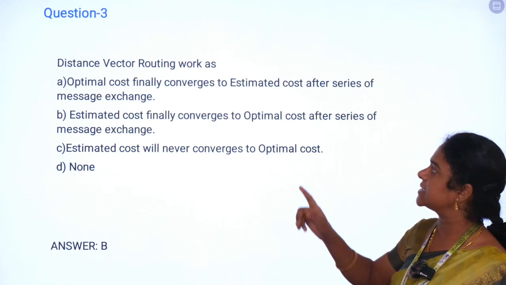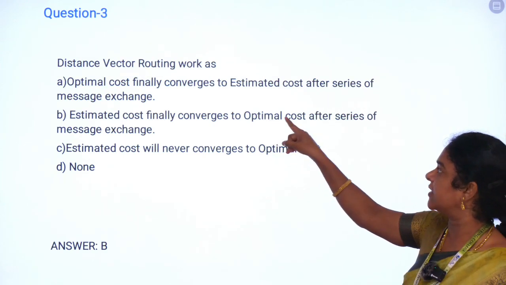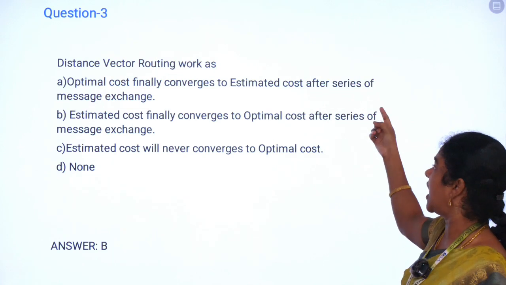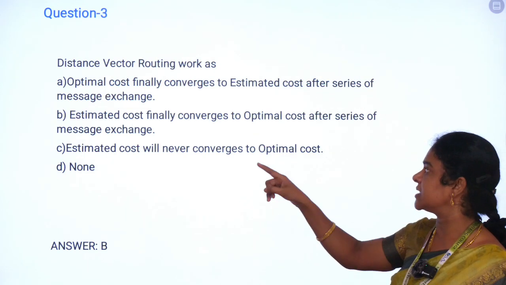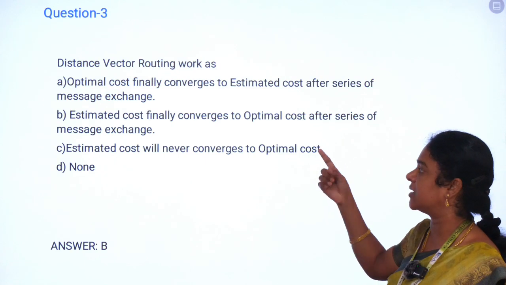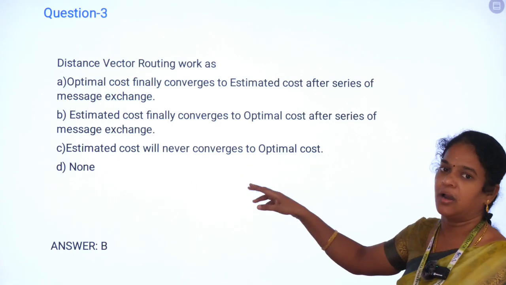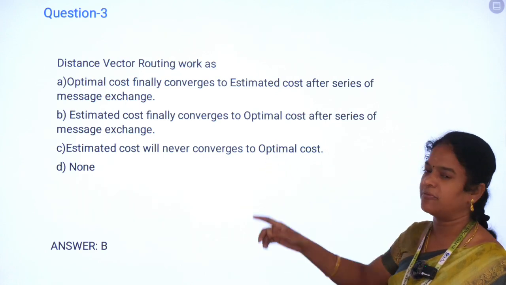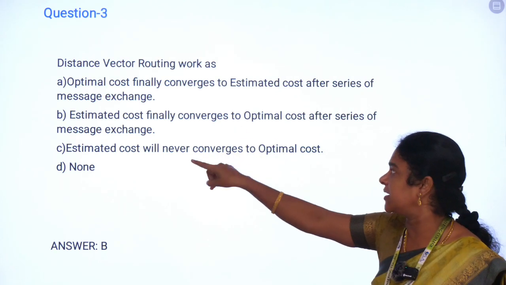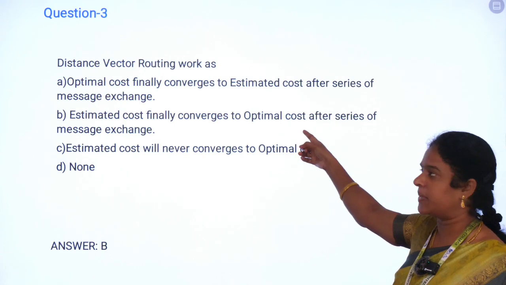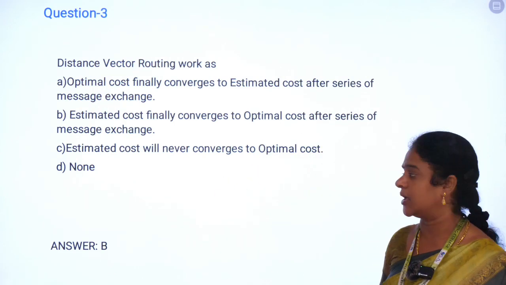Third question: in distance vector routing, does the optimal cost finally converge to the estimated cost after a series of message exchanges, or does the estimated cost finally converge to the optimal cost, or will the estimated cost never converge to the optimal cost, or none of the above. So first you know that the estimated cost finally converges to the optimal cost after a series of message exchanges in distance vector routing.